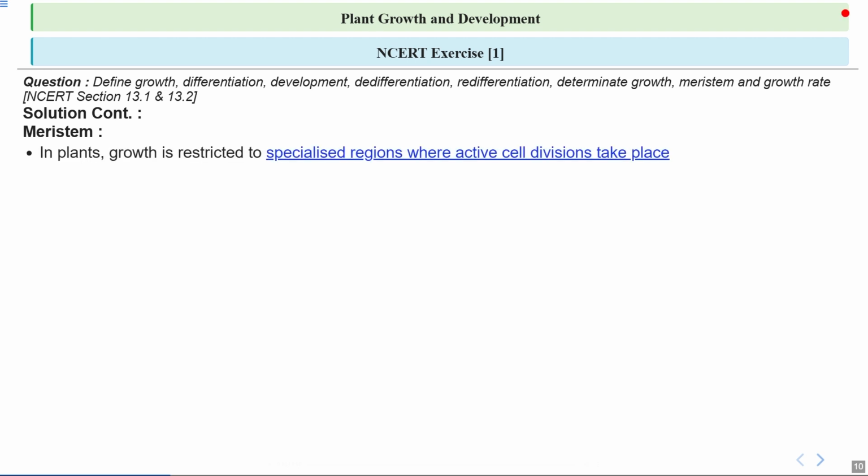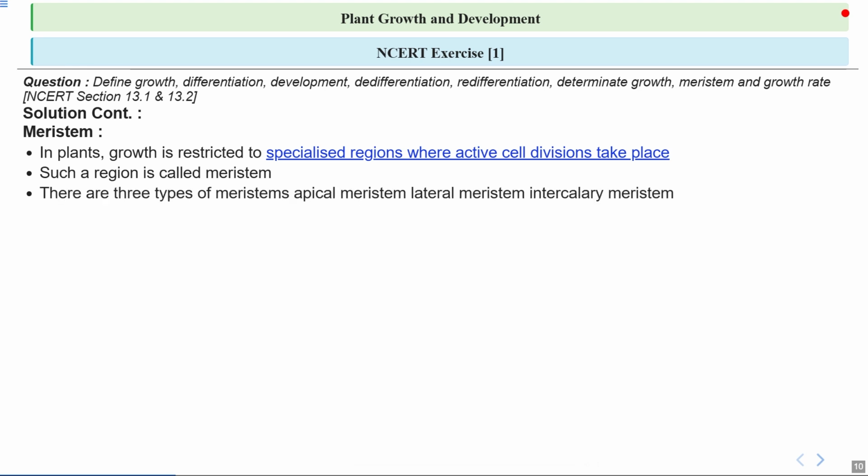Talking about meristem, in plants, growth is restricted to specialized regions where cell divisions take place. These regions are the meristem, and they are like the plant's growth engines. In plants, growth is restricted to specialized regions where active cell divisions take place. Here, cells continuously divide. Such a region is called meristem. Remember, without meristems, plants wouldn't be able to grow new tissues or repair damage. So there are three types of meristem: apical meristem, lateral meristem, and intercalary meristem.